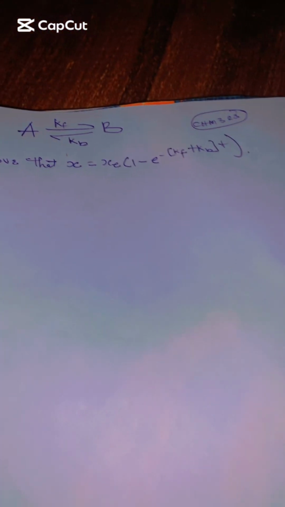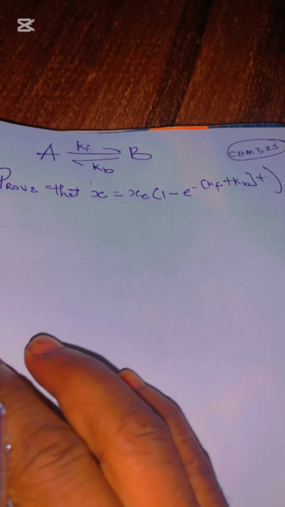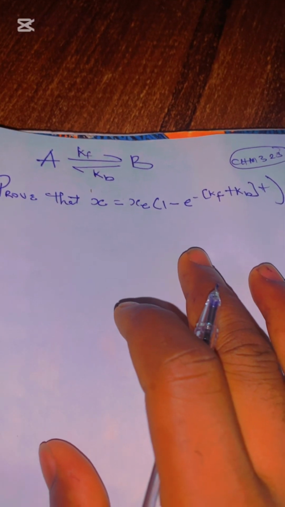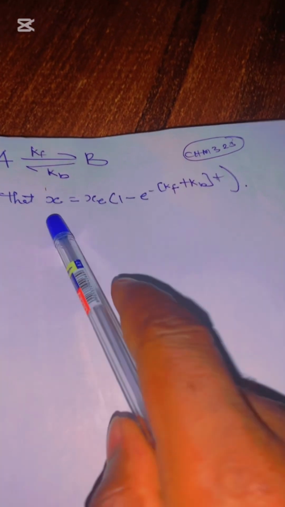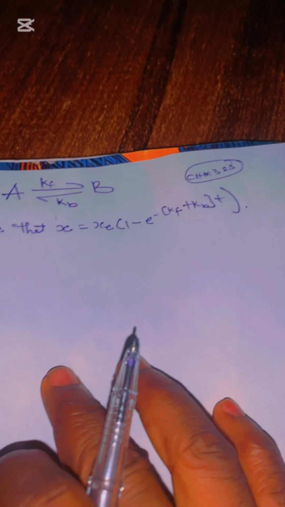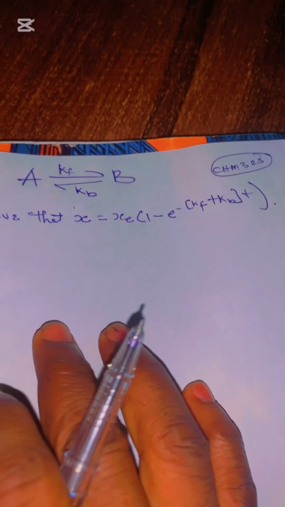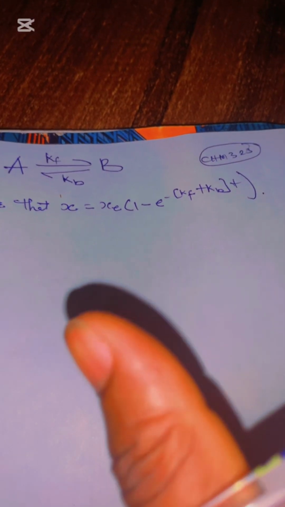So good day, guys. We have a question like this: A going to B is a reversible reaction. We have Kf for forward and Kb for backward. This question is from CHM 323 past questions, Unilag 300 level students, offering chemical kinetics. We can actually come across a question like this.